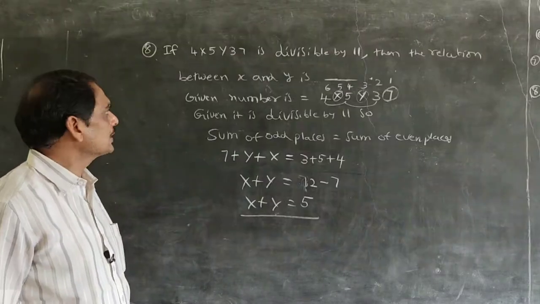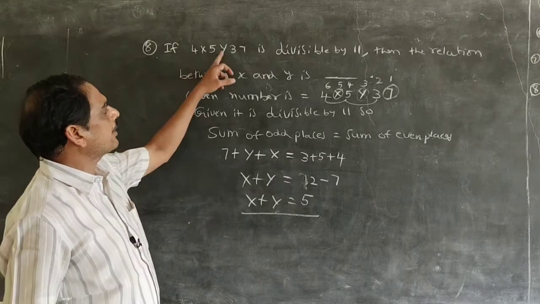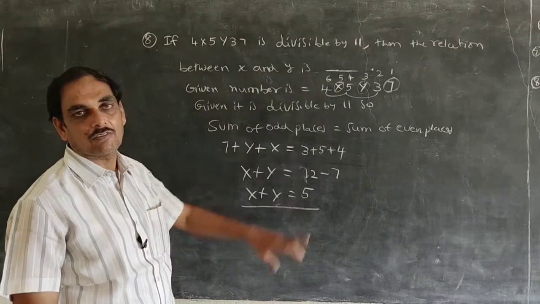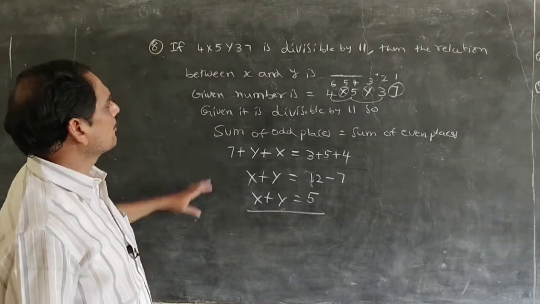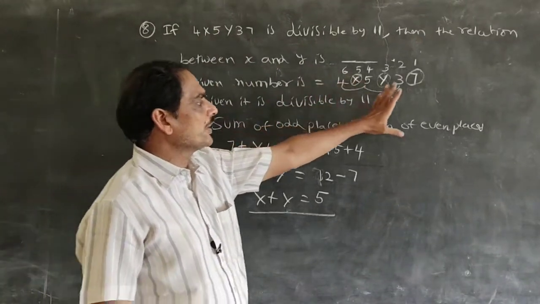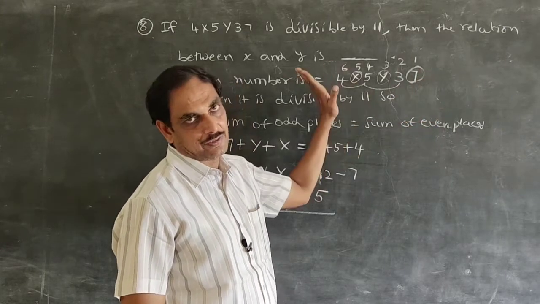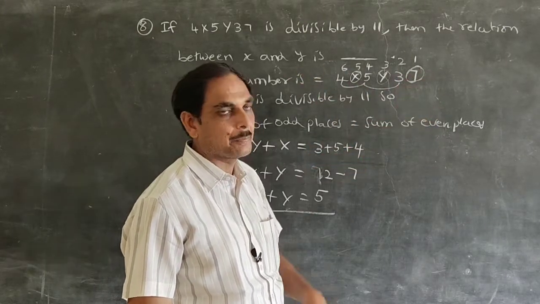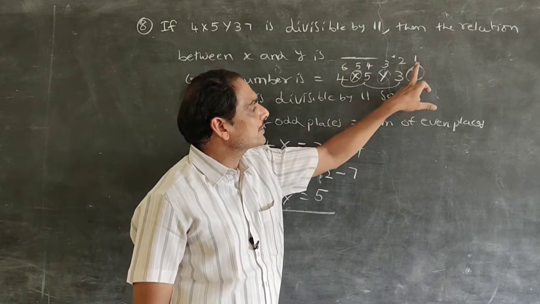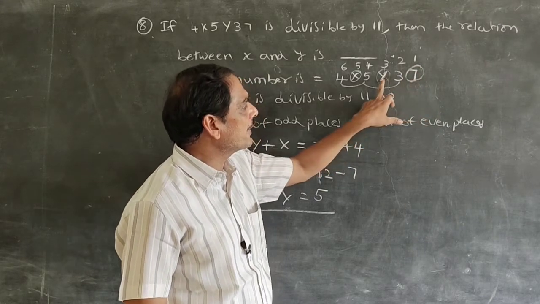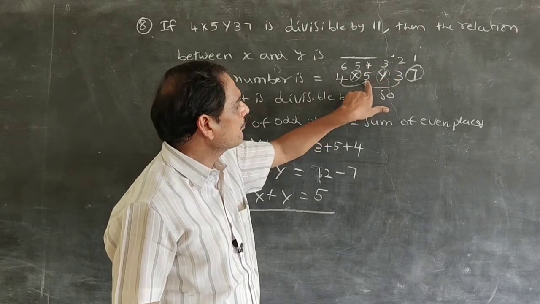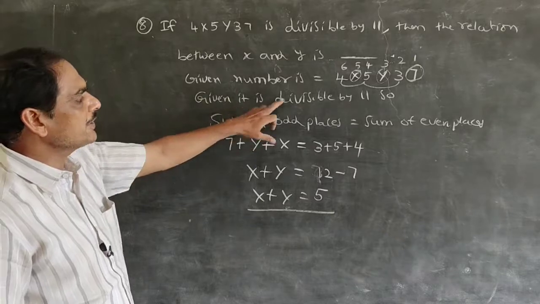Next, the 8th: if 4x5y37 is divisible by 11, then the relation between x and y is dash. So in this, first we write the given number 4x5y37. Now we write the places from right to left to find the odd places and even places of the number: 1, 2, 3, 4, 5, 6. So here the digits in odd places are 7, y, x, and the digits in even places are 3, 5, 4.